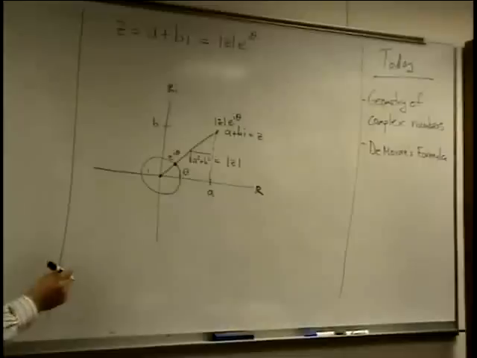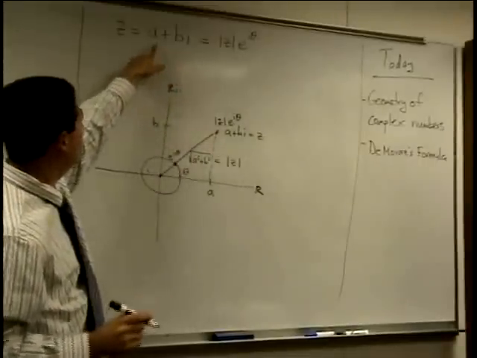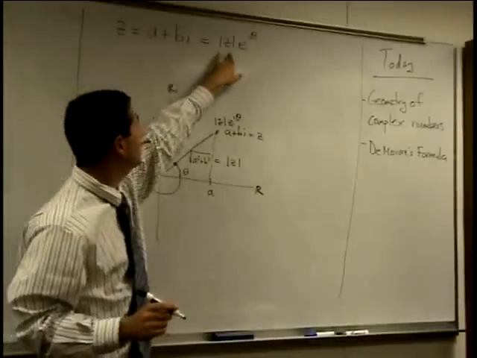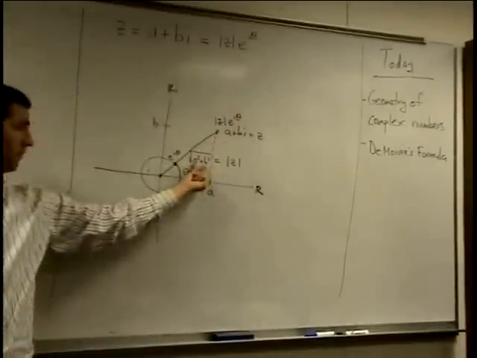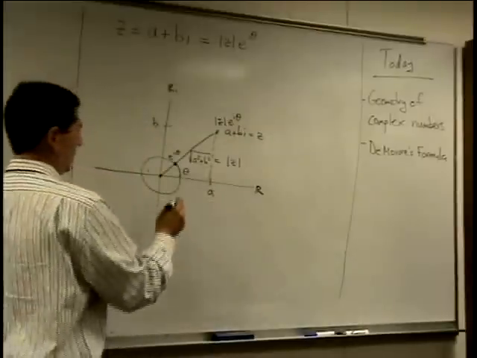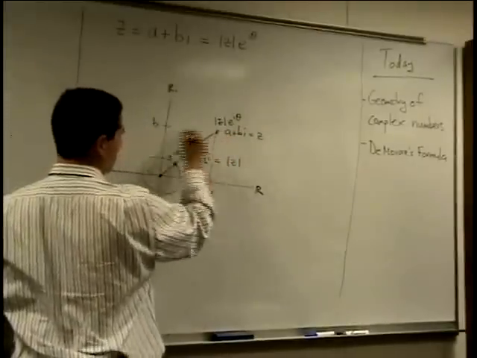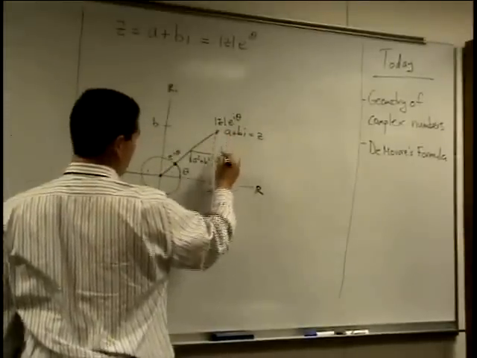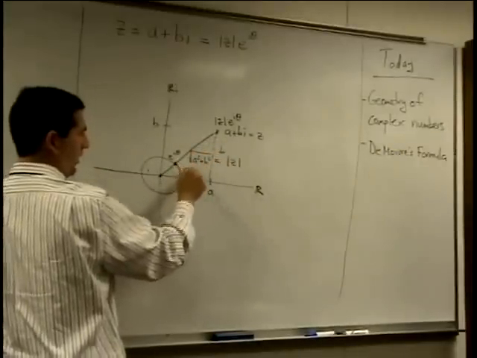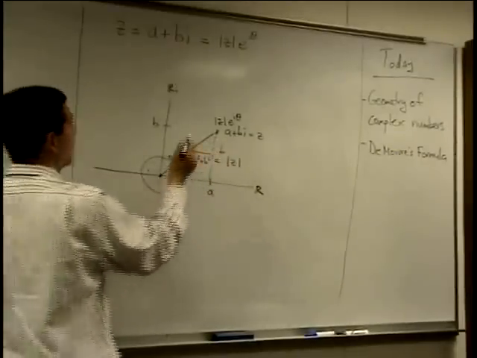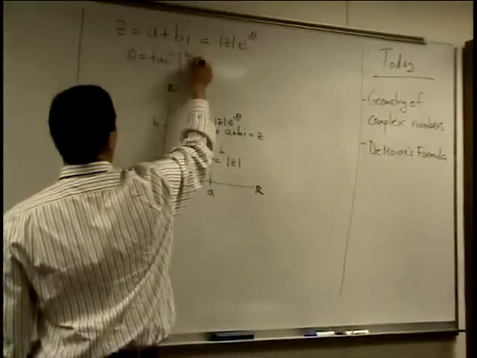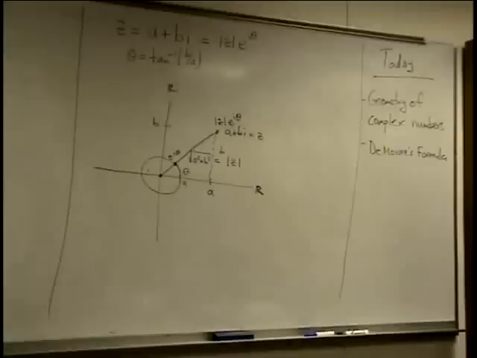Well, we already know how to get from, say, a and b to the norm of z, right? Just use this formula. And how do you get the angle? Yesterday we saw that if you know a and b, where b is the height and a is the width of this triangle, you can just take the arctan of b over a. So theta could be the arctangent of b over a. At least this is one possible theta.